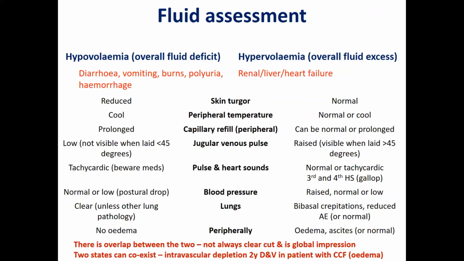So actually, it's all about the global impression, and there's no single marker that gives you the answer in these people. So it's getting the overall impression, and sometimes it's very difficult because they can actually have both states at the same time. So for example, if someone has chronic heart failure, they may be edematous, then they suddenly get diarrhea. They've still got the edema, but now they're intravascularly depleted. So actually you can have both states at the same time.